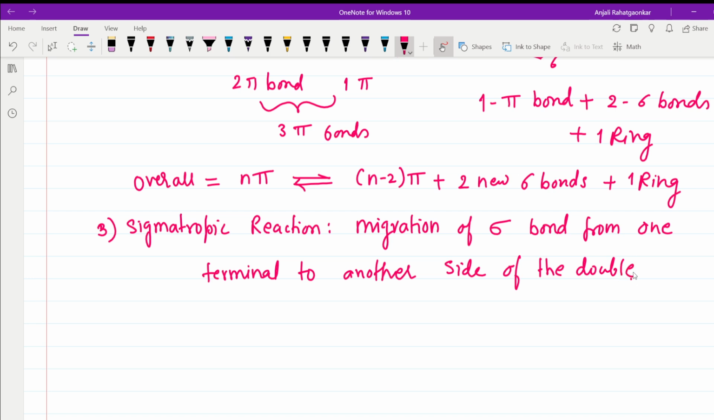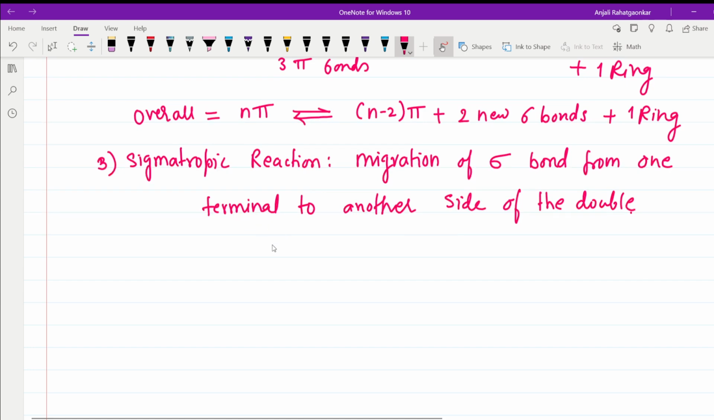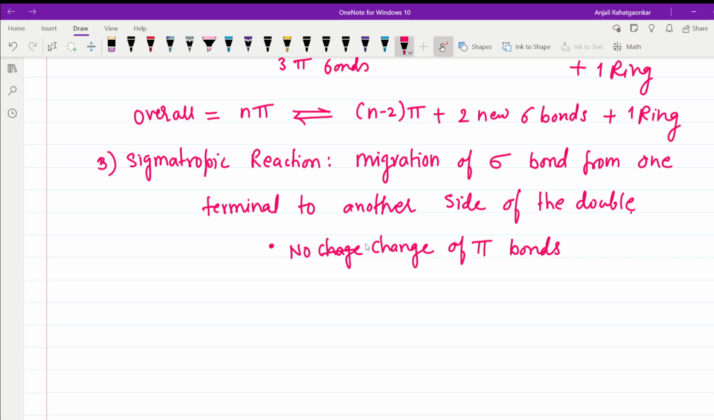Now let us see how the reaction takes place. So here, what are the important features? No change of double bonds, no change of pi bonds. Means if n number of pi bonds are present in your reactants, in the product the number of pi bonds will be retained or they will be the same. For example, n pi in the reactant, in the final there will be n pi. There is no exhaustion of the pi bonds.